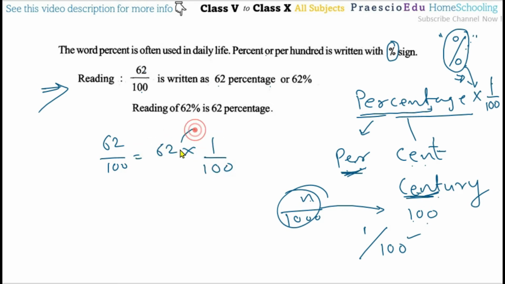Now this multiply by 1 by 100, we can replace with the percentage symbol. So this is 62 percentage. Or you can write this 62 percentage in words also. The meaning is the same, but most probably we write it like this. So the reading of this is 62%. This symbol is called percentage. Or we can say 62 percent.